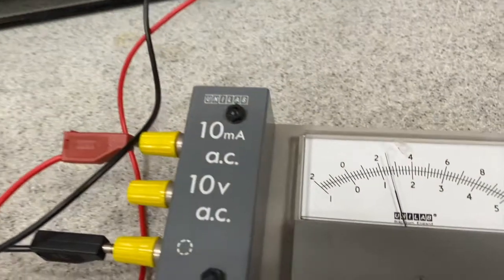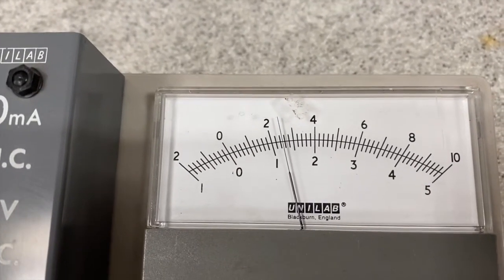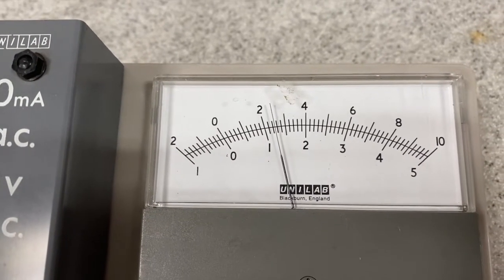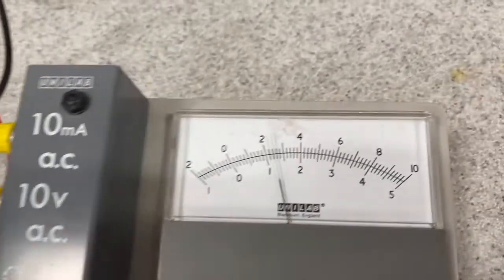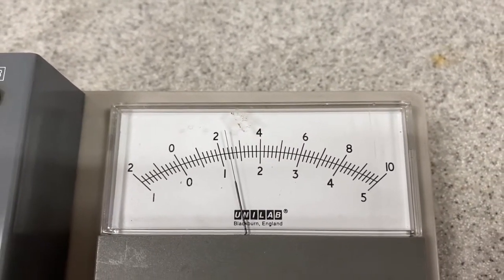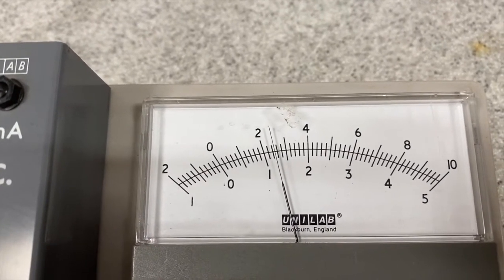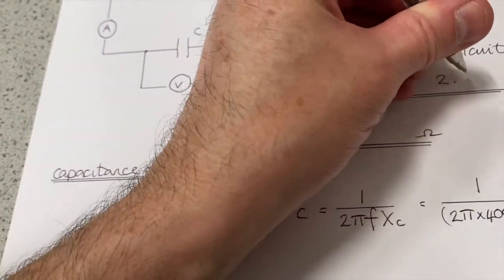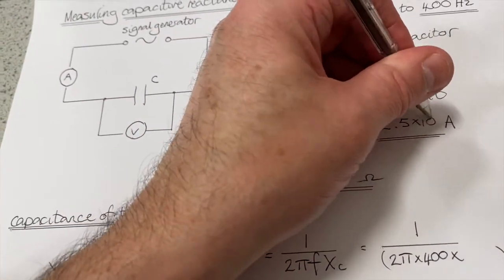And the current is about 2.5, using the top scale because we're in milliamps. Each wee division is 0.2, so that's 2.5 milliamps. 2.5 milliamps in there, so that'd be 2.5 times 10 to the minus 3.